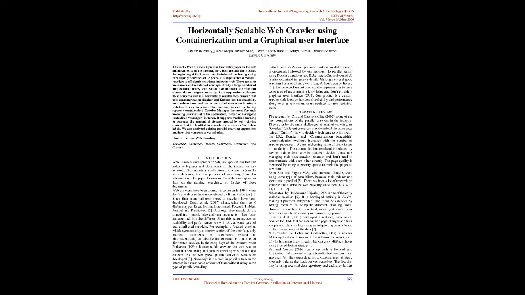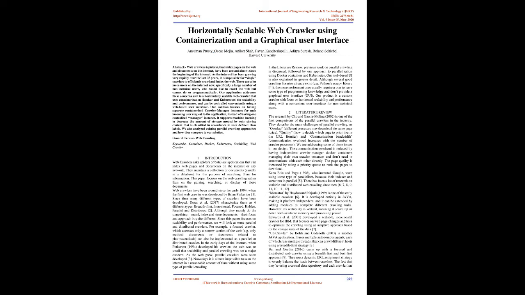2. Literature review. The research by Cho and Garcia-Molina, 2002, is one of the first comparisons of the parallel crawlers in the industry. They describe the main challenges of parallel crawling as overlap, different processes may download the same page twice; quality, how to decide which page to prioritize in the URL frontier; and communication bandwidth. Communication overhead increases with the number of crawler processes.